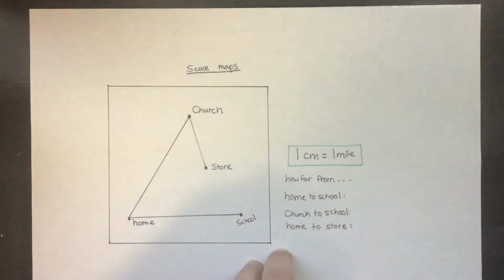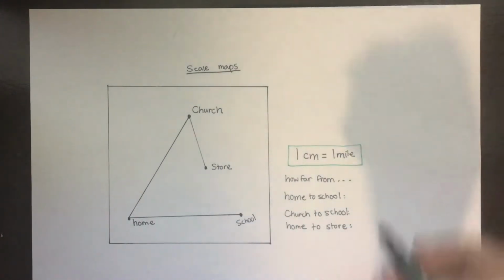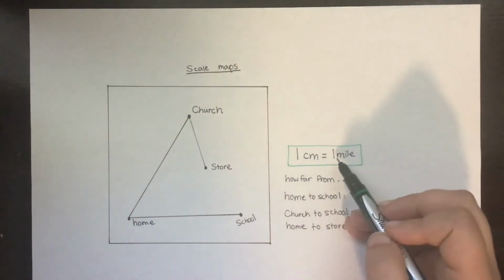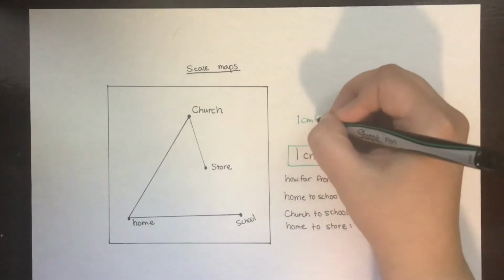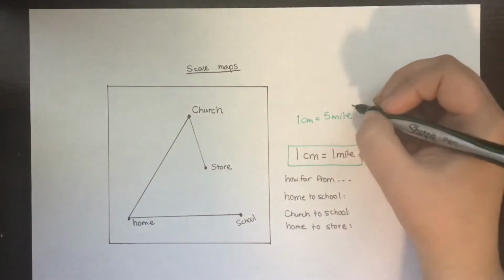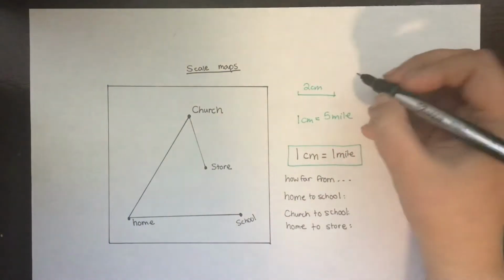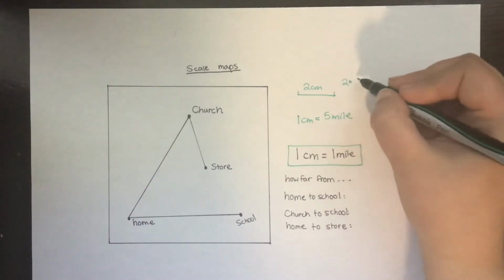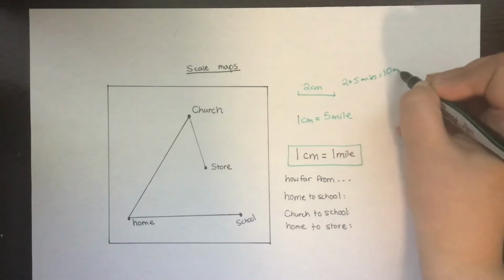So when I measure my distances, if something is 5 centimeters on my map, that means in real life it would be 5 miles away. Now this is a nice scale because it's 1 is equal to 1, but sometimes our scales can look like this. 1 centimeter equals 5 miles. And what that means is if we had a distance that was 2 centimeters, in real life that would be 2 times 5 miles, which would be 10 miles.